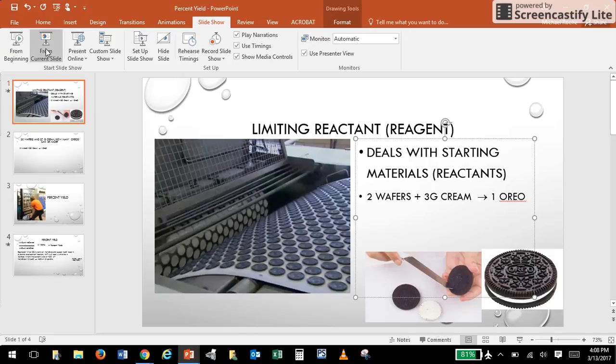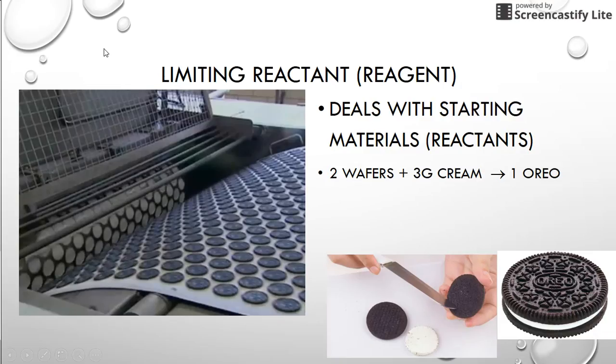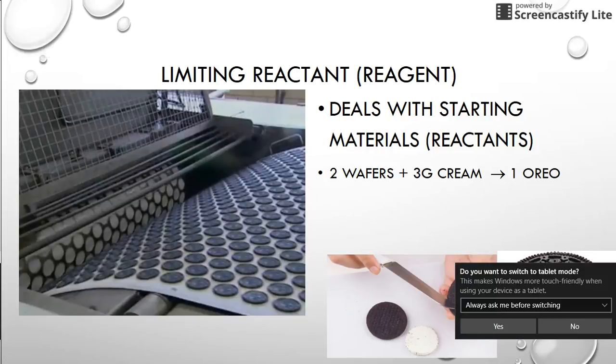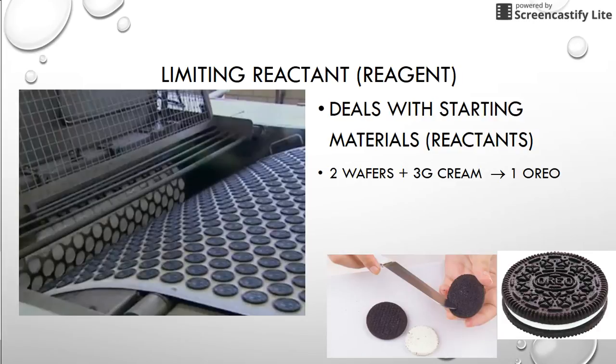All right, so the last one here, limiting reactant or reagent. I keep calling it reagent out of habit, from doing it that way for years. But anyway, limiting reactant or reagent. The key way I like to do this is with Oreos.